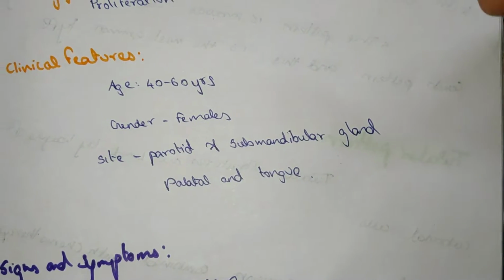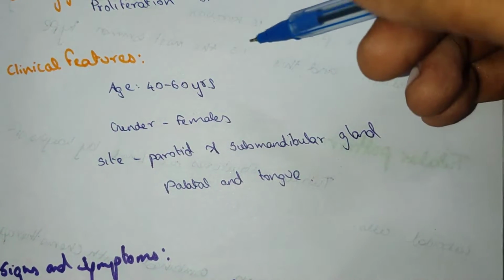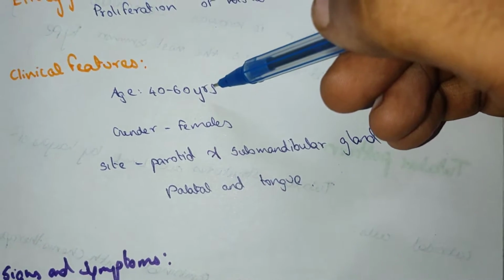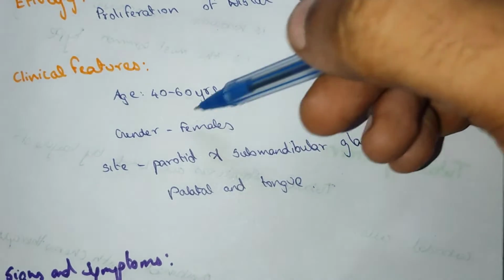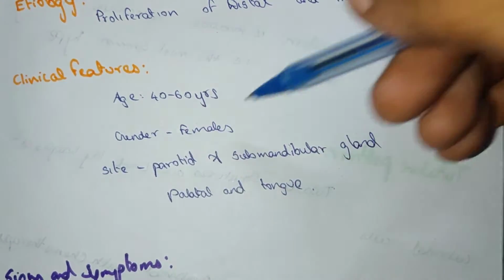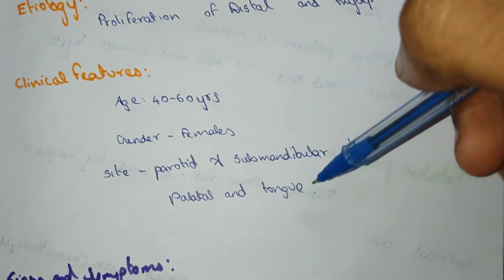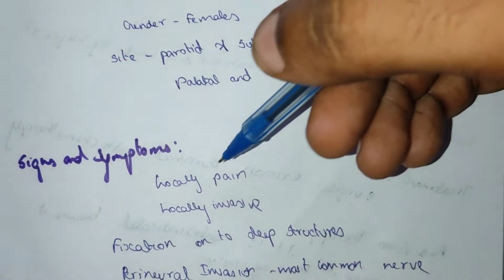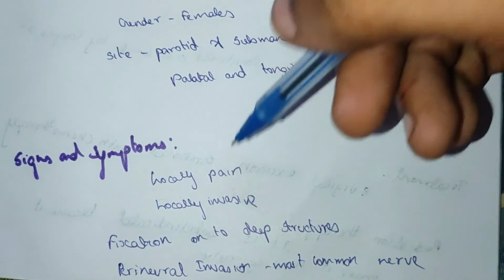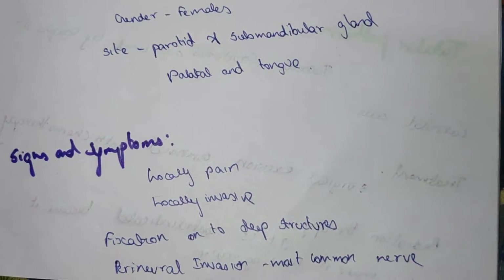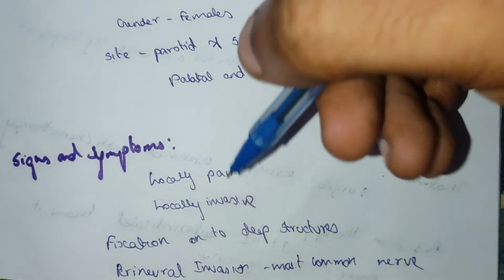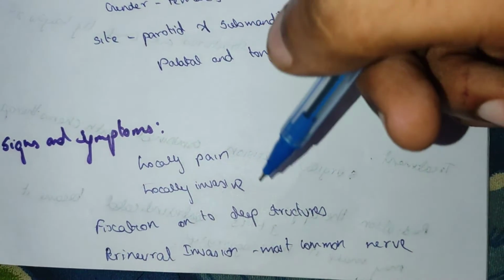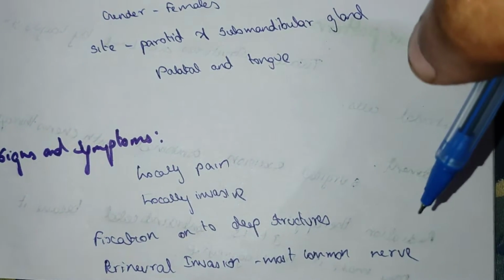Now we will see the clinical features of this adenoid cystic carcinoma. The age is mostly 40 to 60 years. The gender is mostly female. Sites are the parotid, submandibular gland, palate and tongue. Signs and symptoms are local pain, and it is locally invasive with fixation to the deep structures. There is perineural invasion, most commonly in nerves.